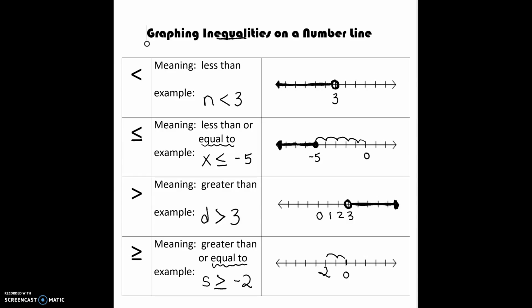And this time, my answer includes -2 as a value. So when I put that dot on the number line at -2, I'm going to shade that in to include the value of -2. And I want to include all the values that are greater than -2. So I also shade in all of the number line here to the right of -2. And that's all there is to graphing inequalities on a number line.